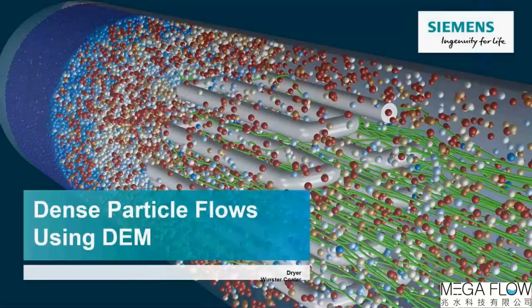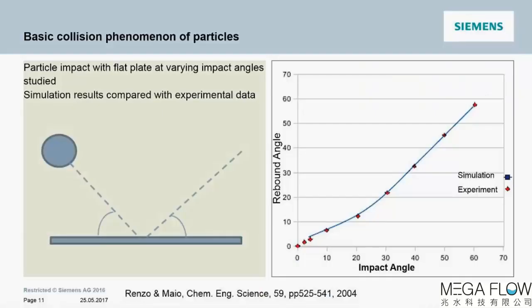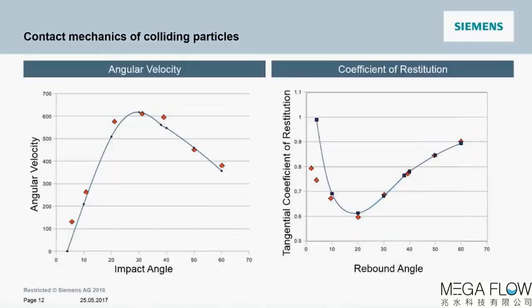Now let us take a look at some of the dense particle flows where discrete element modeling can be used. And generally, discrete element modeling can resolve the contact physics in much detail. A few simple validation examples where things such as rebound angle and impact angles are calculated and compared with analytical solutions. And we see that this type of method is a lot more accurate in predicting the contact mechanics.